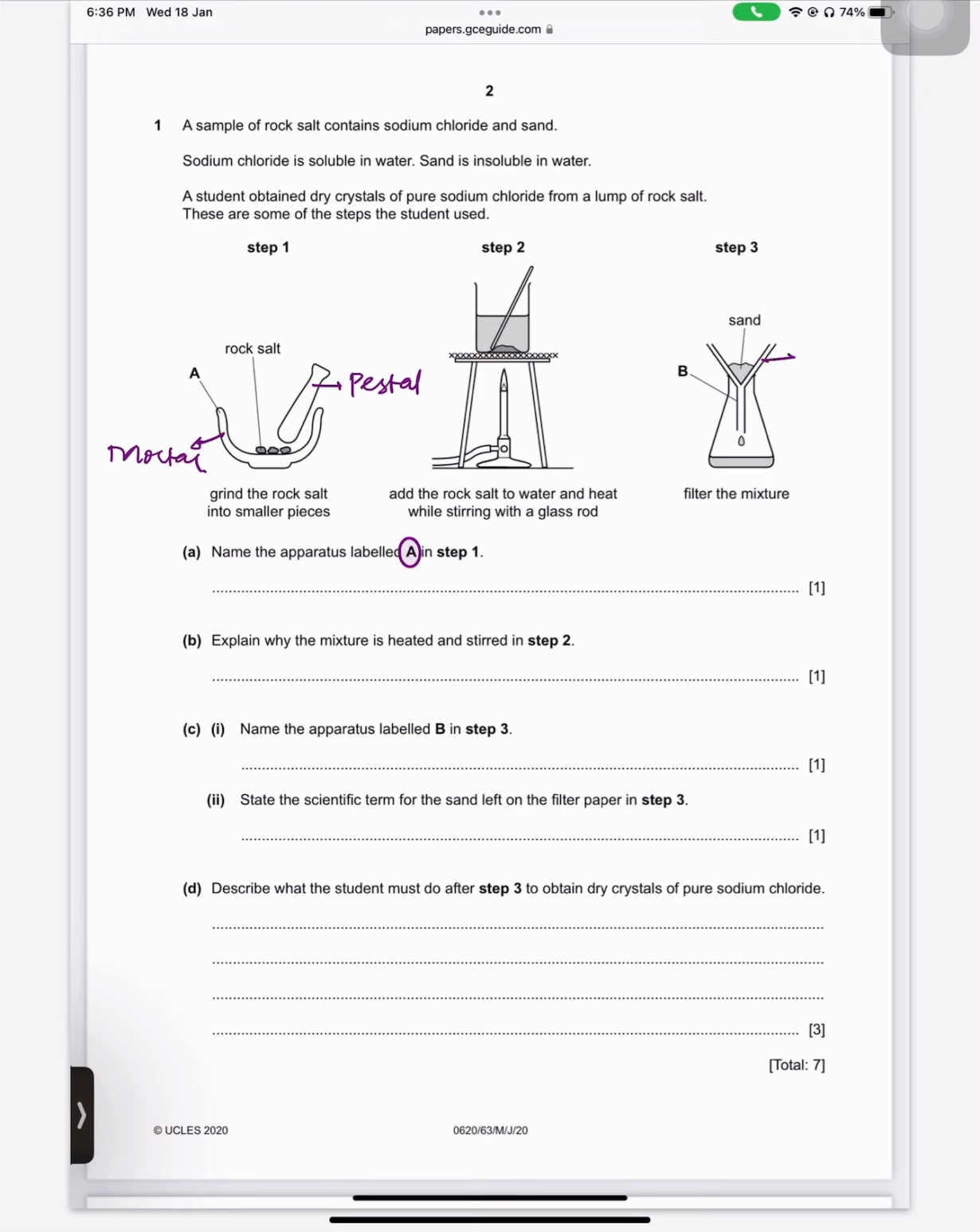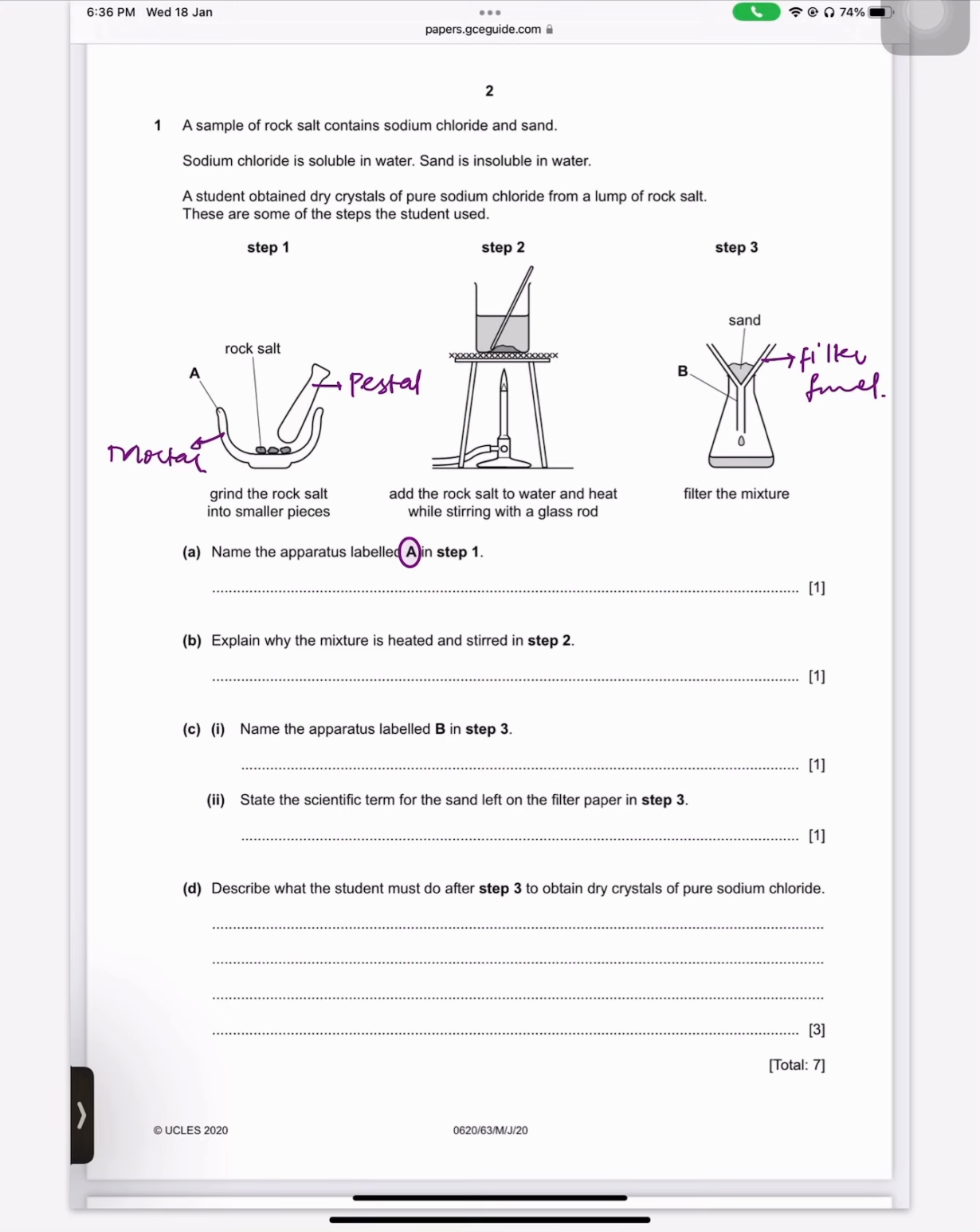What is apparatus labeled B? It is called the filter funnel. Some of the students will write funnel. It is better to write filter funnel. Okay. State the scientific term of the sand left on the filter paper in step number 3. It is called residue.